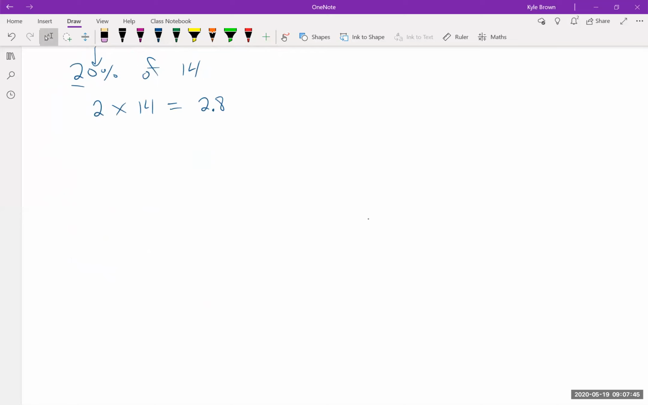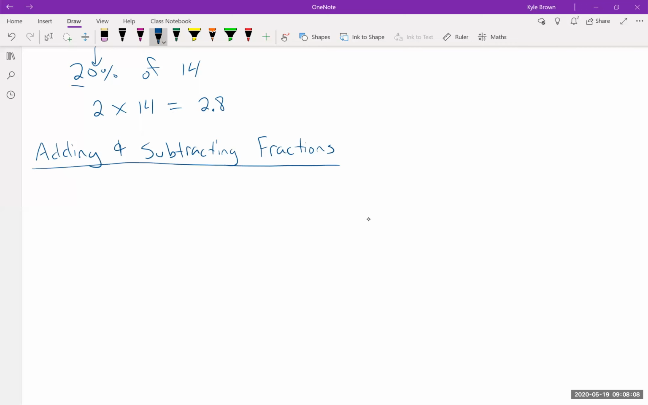So now let's do a little adding and subtracting fractions. I put them together because adding and subtracting is pretty much the same thing. They require the same skill here, right? So let's say we had the fraction 1 over 4 plus 2 over 3.